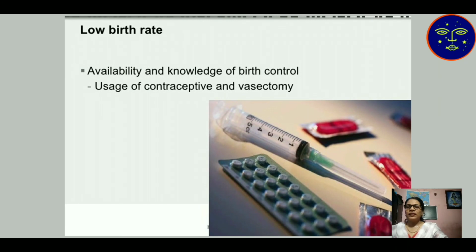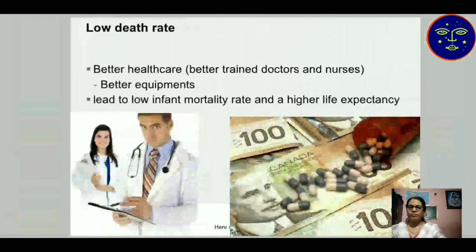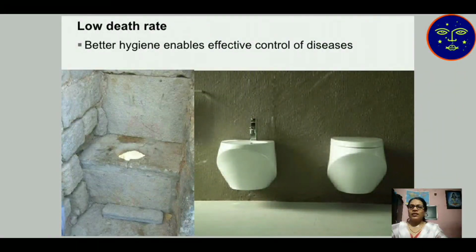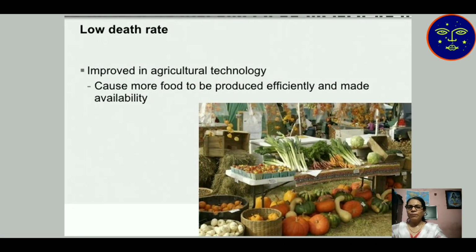Then low birth rate: availability and knowledge. Birth rate is controlled because of the availability and knowledge of birth control, the use of contraceptives, and vasectomy. Then low death rate: better healthcare, better trained doctors and nurses, and better equipment lead to a low infant mortality rate and higher life expectancy. Use better hygiene to control disease. Improvements in agricultural technology cause more food to be produced efficiently and made available.